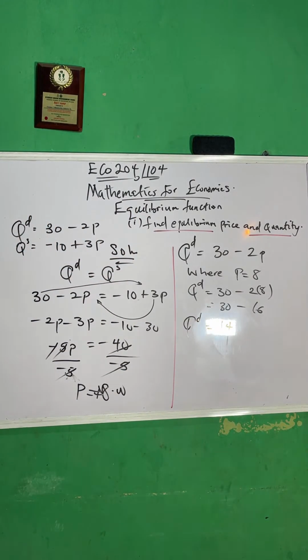Your equilibrium quantity is 14. So the equilibrium price is 8 and the equilibrium quantity is 14.